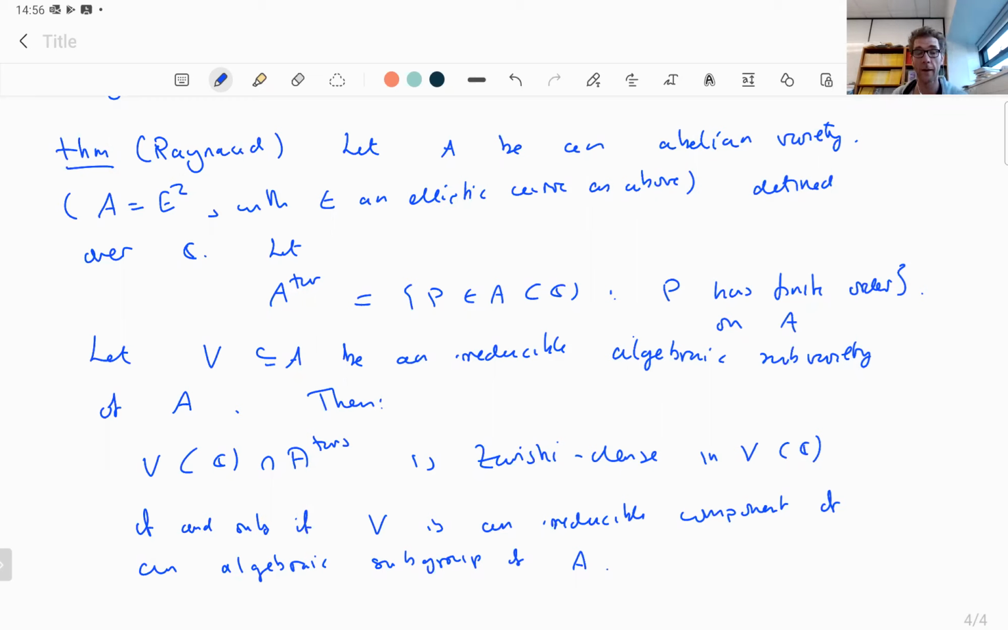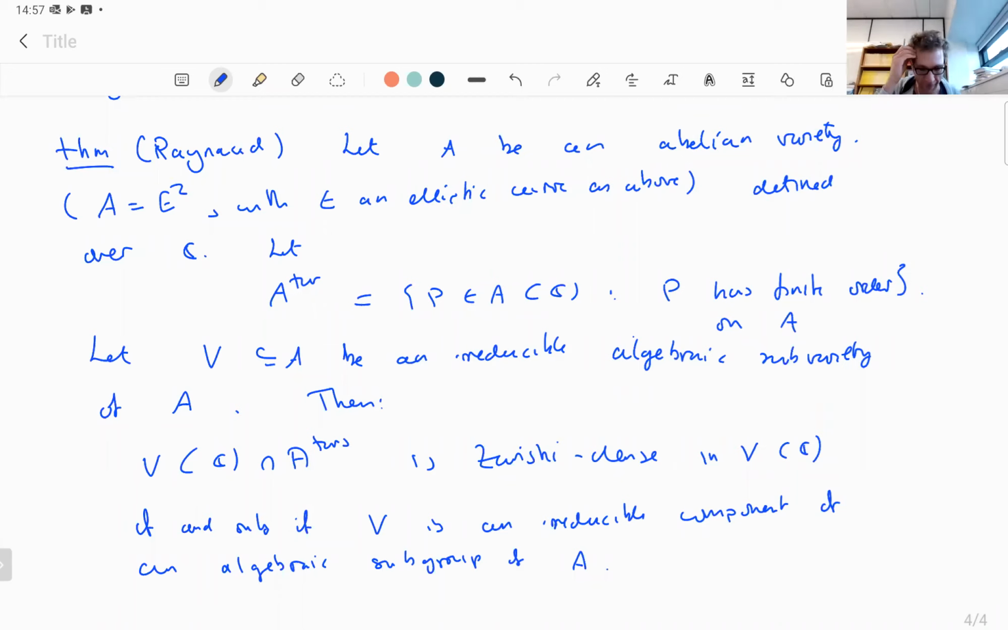And in the other direction, what it's saying is, if the torsion is Zariski dense, then there's a kind of group theoretic reason for this. Gareth, can't you have a coset of a subgroup? Yes. My algebraic subgroup might not be connected. Right, so a coset is an irreducible component. Yes, thank you.